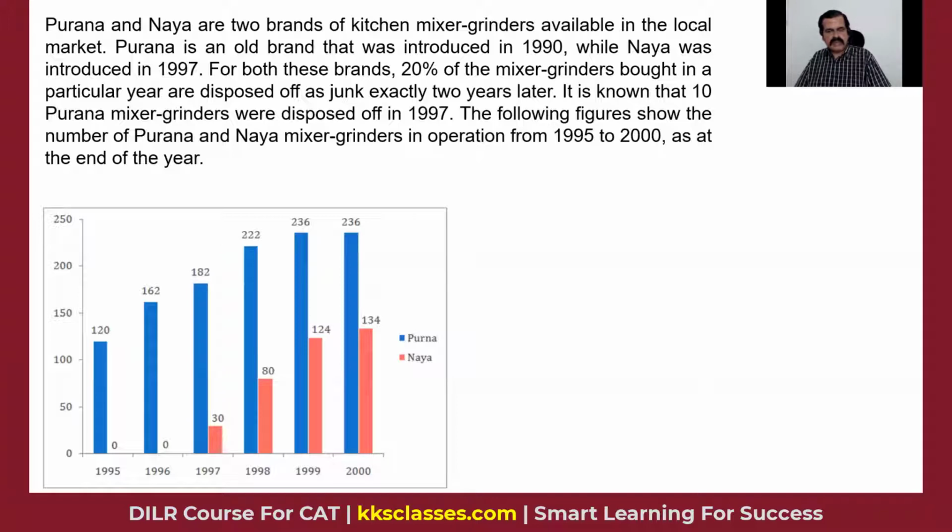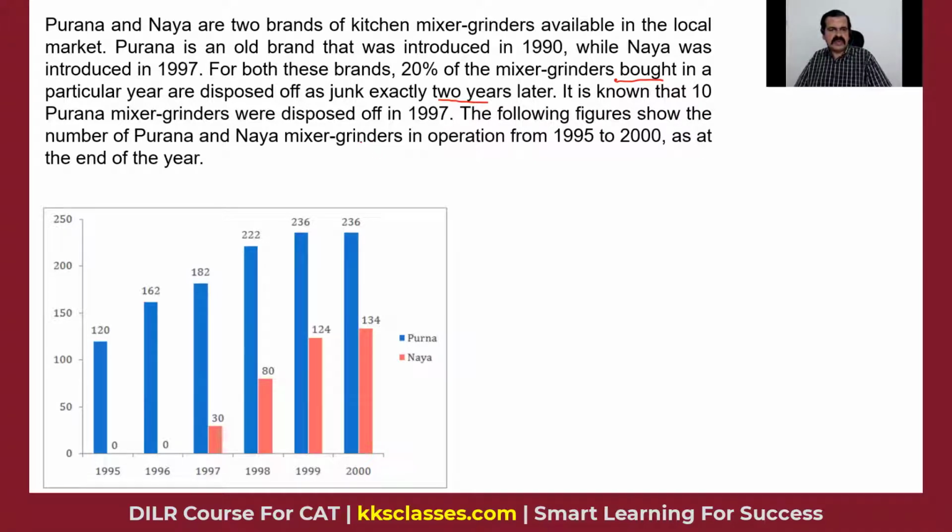For both these brands, 20% of the mixer grinders bought, please note that word, in a particular year are disposed of as junk exactly 2 years later. So something bought in 1995 is disposed of in 1997, for example. It is known that 10 Purana mixer grinders were disposed of in 1997.